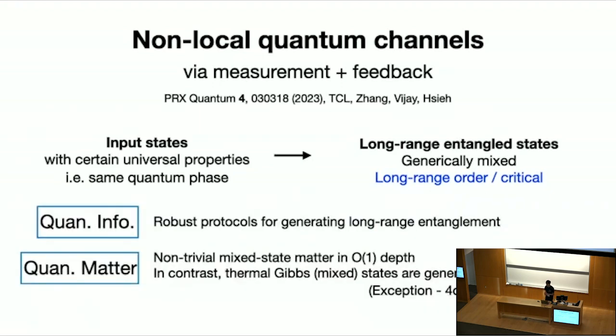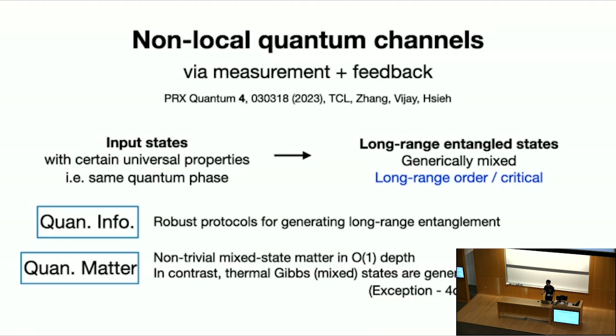So to remark, from the QI perspective, this insight demonstrates some robustness of the protocols, because when you do the measurement feedback, you don't need to worry so much about the details of the initial resource state for generating the long-range order or long-range entanglement. And from the quantum matter perspective, it's interesting to engineer many-body mixed states of matter where you have a bunch of classical fluctuation, but you can still have some kind of long-range entanglement at the same time.